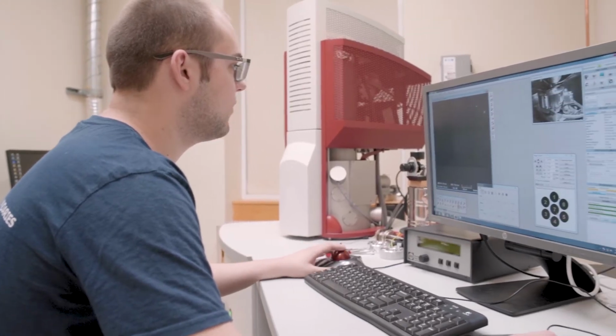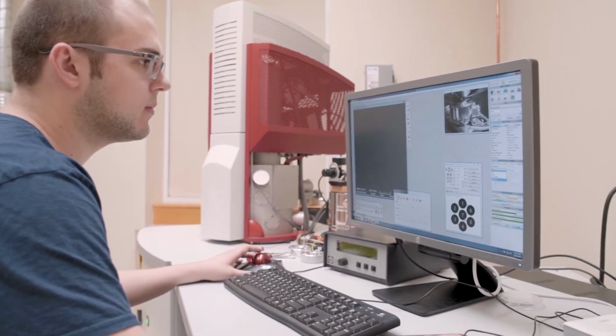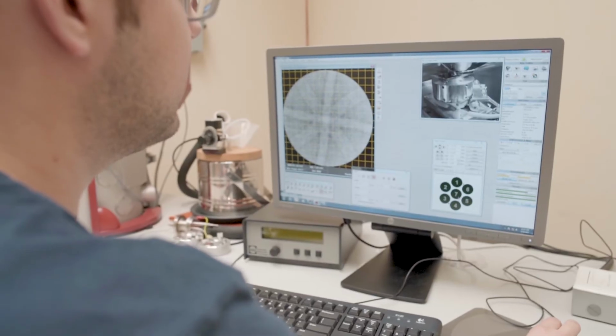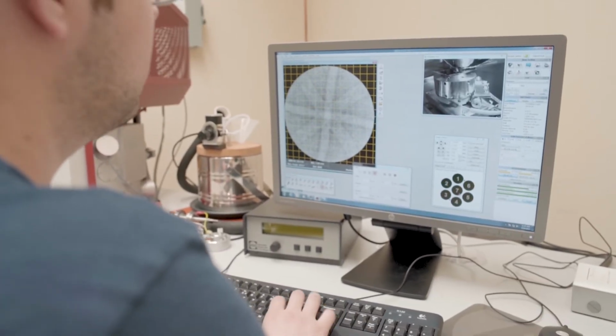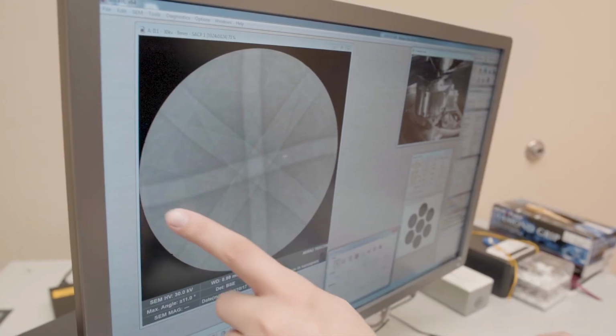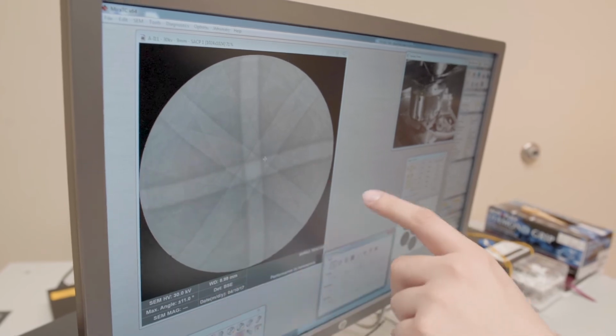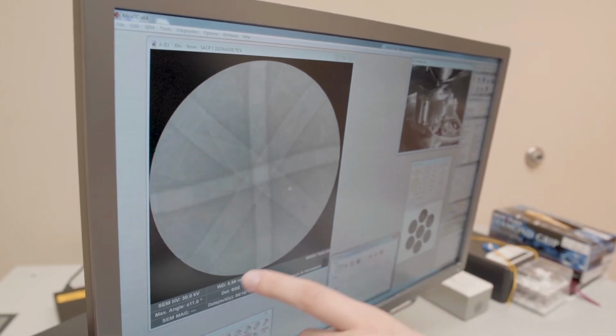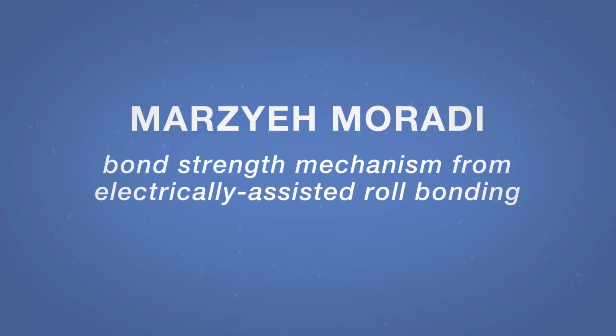Another student, a PhD student in material science and engineering, is Yoosuf Tesserman. He's utilizing a Mira 3 manufactured by Tescan to look at electron channeling contrast imaging of defects in a variety of semiconducting materials to do defect property correlations. He's also developing a method to do quantitative strain mapping utilizing selected area channeling.